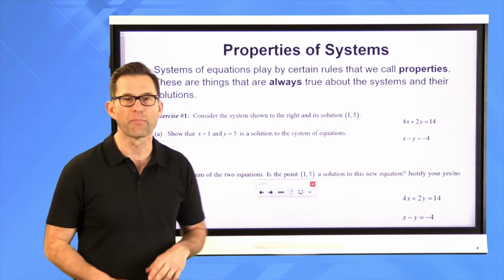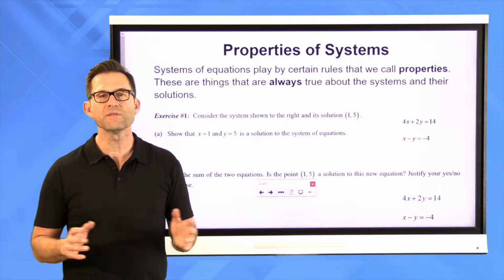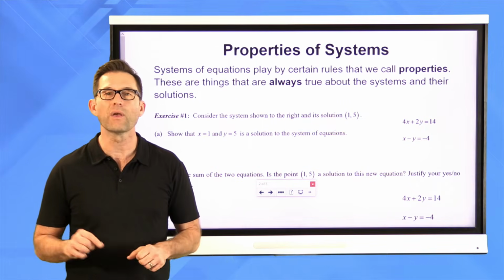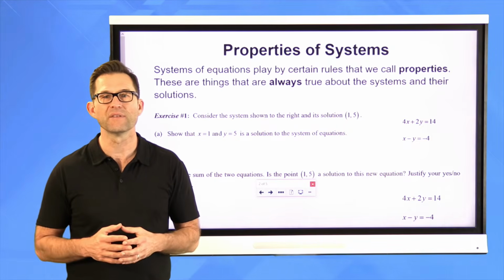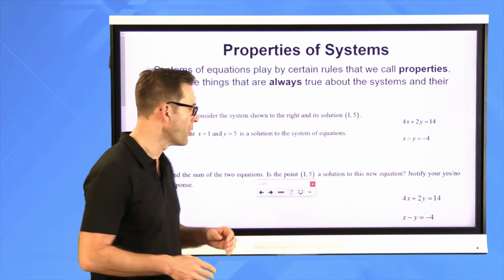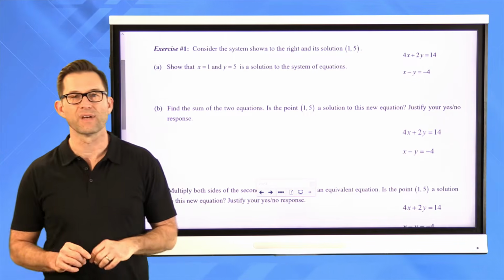Take a look at the properties of systems and their solutions. Systems of equations play by certain rules that we call properties. These are things that are always true about the systems and their solutions. So let's try to explore some of those properties in the first exercise. Exercise number 1.